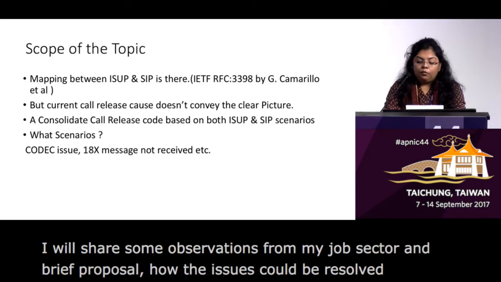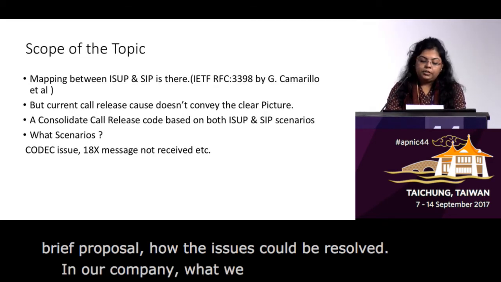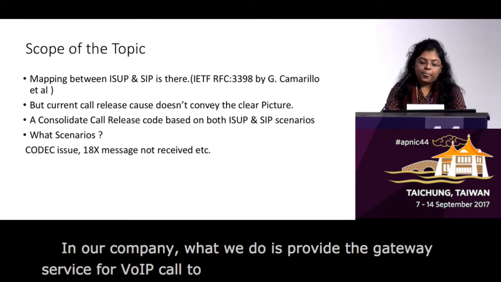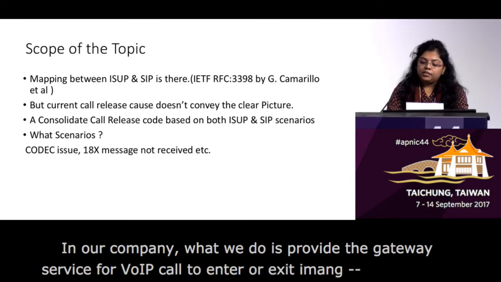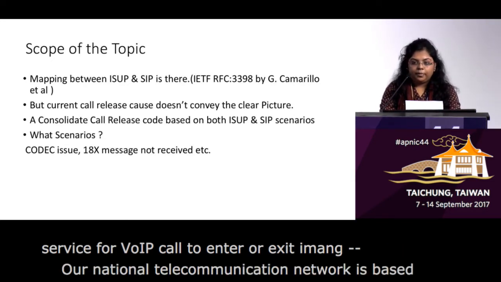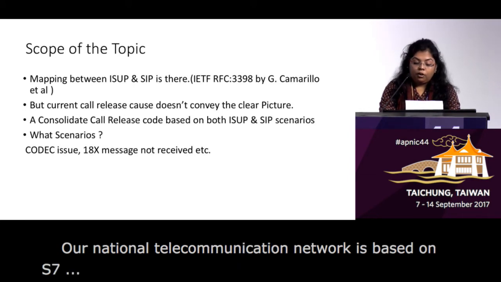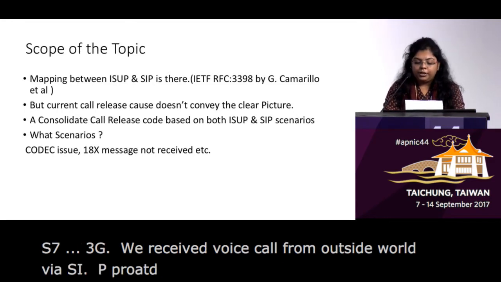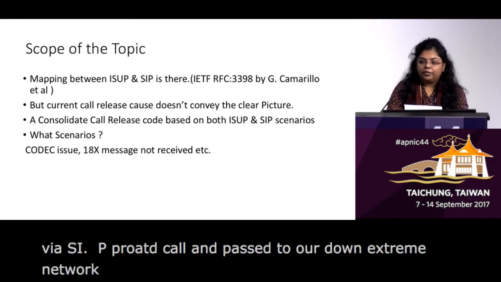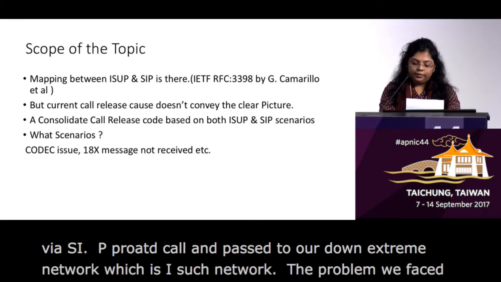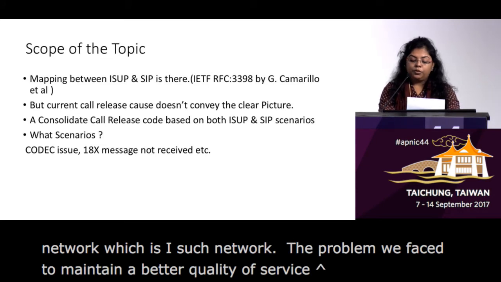In our company, what we do is provide the gateway service for VoIP calls to enter or exit Bangladesh. Our national telecommunication network is based on SS7, GSM, and 3G. We receive voice calls from the outside world via SIP protocol and pass them to our downstream network, which is the ISAP network. The problem we faced in maintaining a better quality of service is ambiguity among the cause codes of the SIP protocol and their mapping to ISAP network codes.